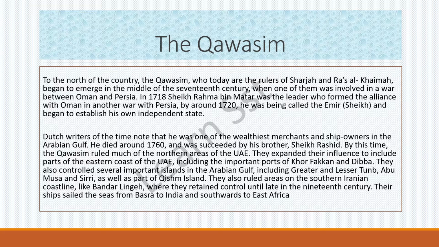Also, you will find over here the several important islands and how they were controlled, including the names which are given over here: Abu Musa, Sirri, Greater and Lesser Tunb, and even Qeshm Island. So, slowly and steadily, how the region of Bandar Lengeh and all that was retained over here. Then the ships which were sailing in the seas from Basra, that is Iraq, to the region of India, and then sailing southwards to East Africa. So by this we can understand how flourishing the trading routes and the sea routes were, and how important the Arabian Gulf was during those days, as it is today also.